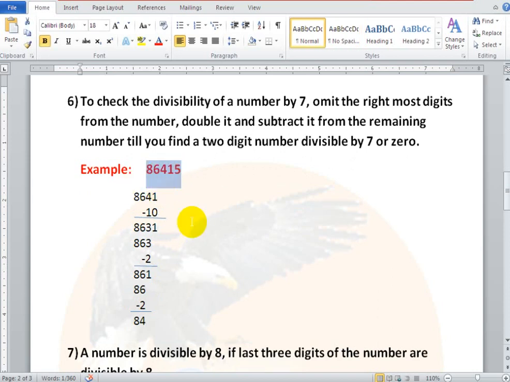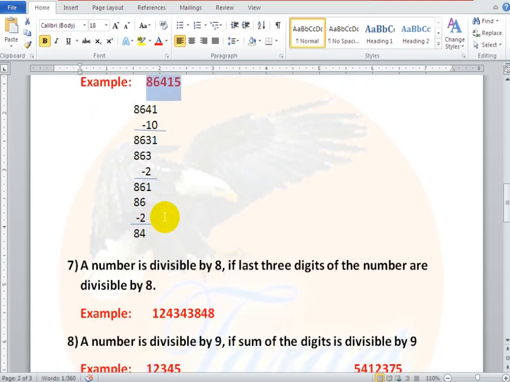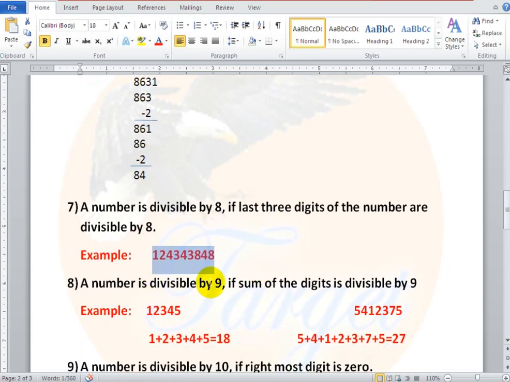So this complete number is divisible by 7. Next is the case of number 8. A number is divisible by 8 if the rightmost 3 digits of the number are divisible by 8. In this case, the rightmost 3 digits are 848, and you know 848 is divisible by 8. So this complete number is also divisible by 8.